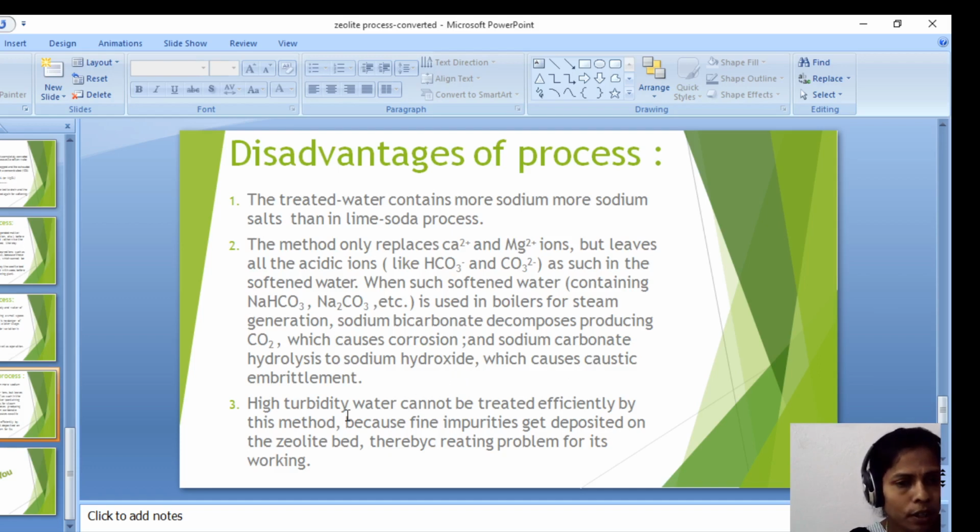High turbidity water cannot be treated efficiently by this method, because fine impurities get deposited on the zeolite bed, thereby creating problems for its working. That means it will be inactive when the water has turbidity.